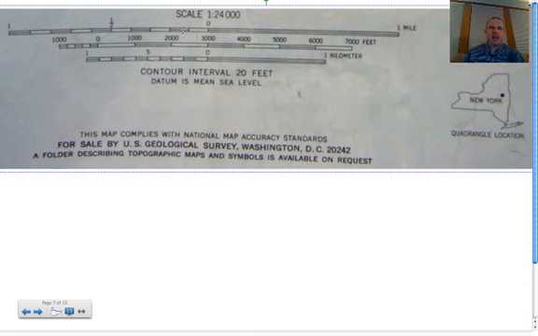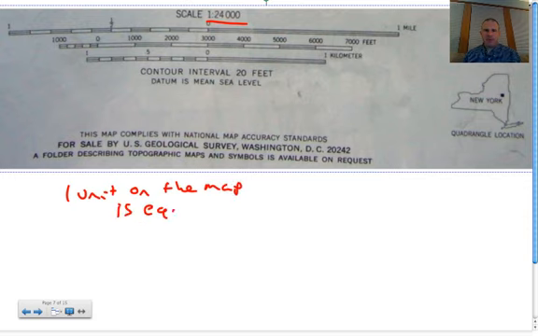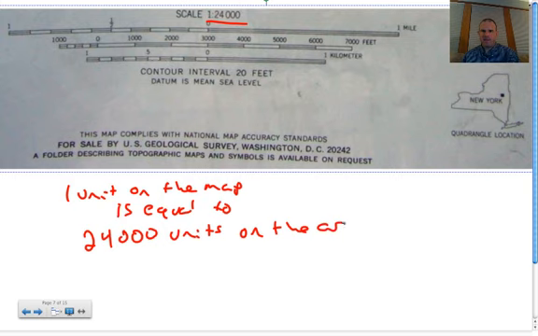This shows us the scale on a map. This particular number right here is showing us that 1 unit on the map is equal to the large number, 24,000 units on the Earth. I think I forgot an E there for Earth.